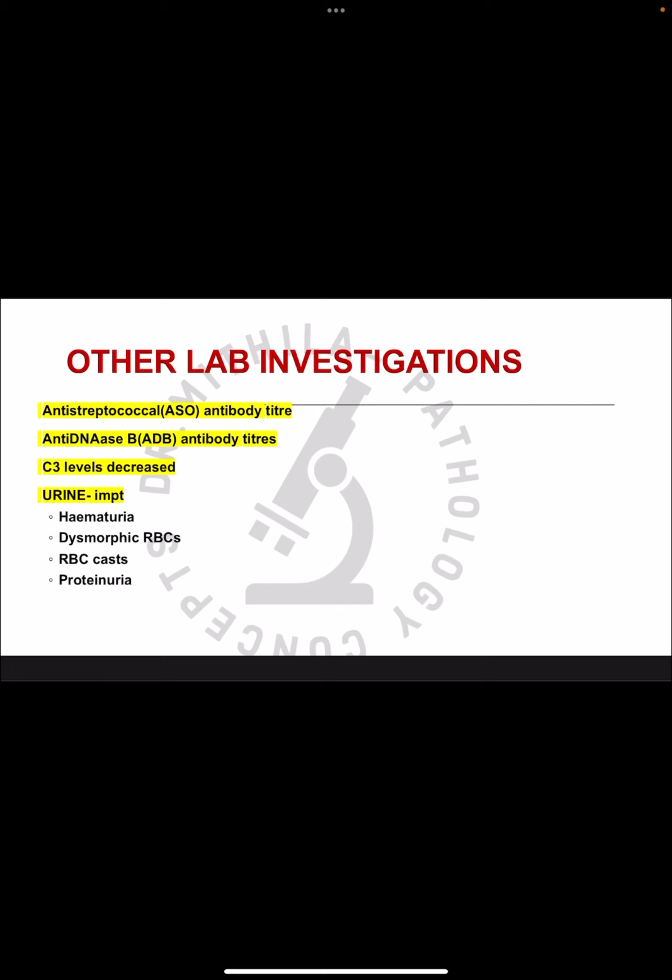Now other lab investigations which can be done in PSGN are anti-streptococcal antibody titers. So ASO titers can be used to diagnose PSGN, and a more specific test is anti-DNase B antibody. Both these titers are important for the diagnosis, and anti-DNase B is more specific for group A beta hemolytic streptococcus. Then complement 3 levels can again be done and they are decreased.